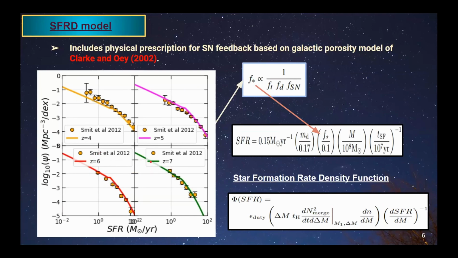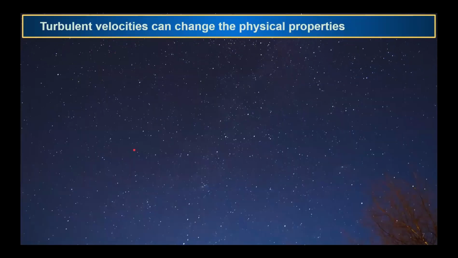Then the next step was to implement some physical properties. For that, we started with implementing turbulence velocities first, because as we know, as we go to high redshift, star formation rate increases, which can lead to more turbulent disks. Even the accretions are more prominent at high redshifts.